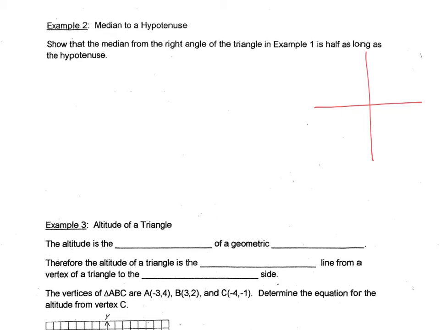We had the points 5, 5 up here. We had negative 3, negative 1 down here. And we had 1, negative 3 right there. So this was our right angle. And it's asking us to prove that the median from this right angle, so median, remember, goes to the midpoint of the opposite side. So this line right there that goes to the midpoint is half as long as the hypotenuse, which is the longest side in the right triangle.